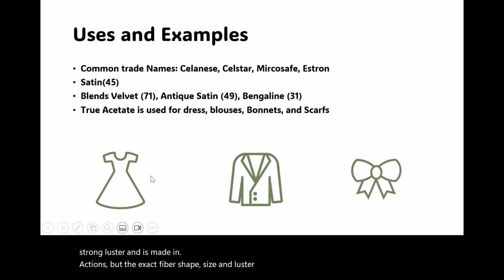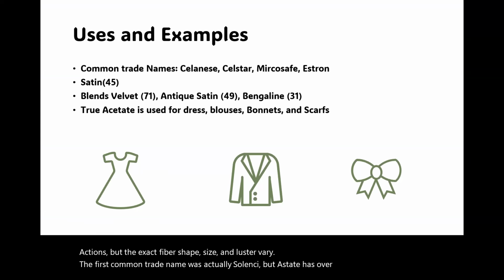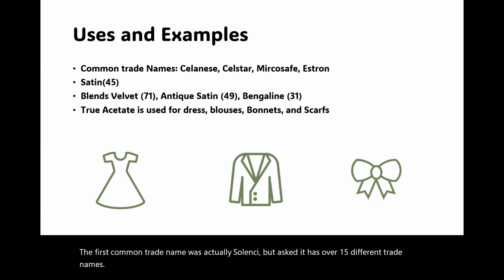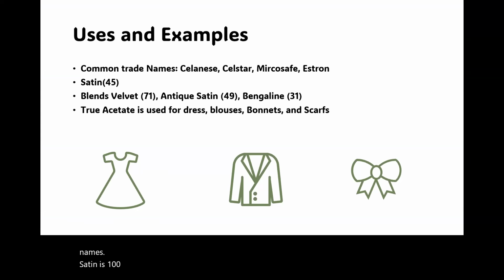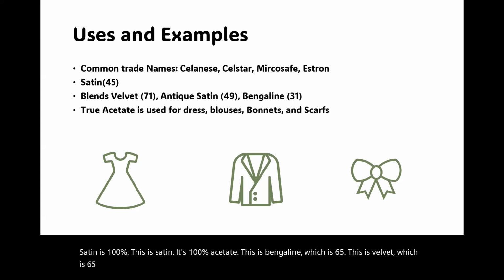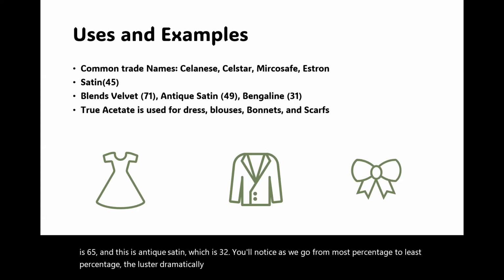The first common trade name was actually silenci, but acetate has over 15 different trade names. Satin is 100%. This is satin. It's 100% acetate. This is bengaline, which is 65. This is velvet, which is 65. And this is antique satin, which is 32. You'll notice as we go from most percentage to least percentage, the luster dramatically changes.